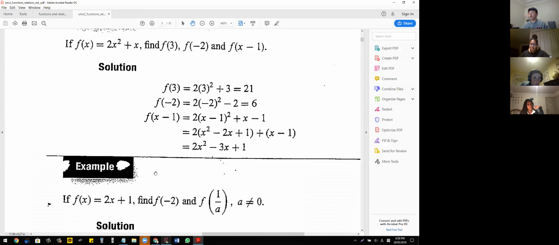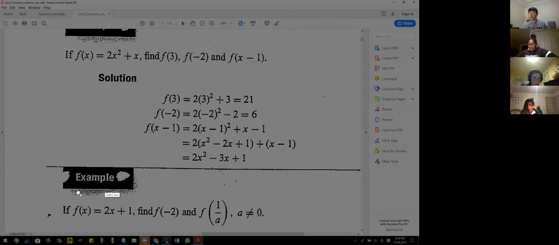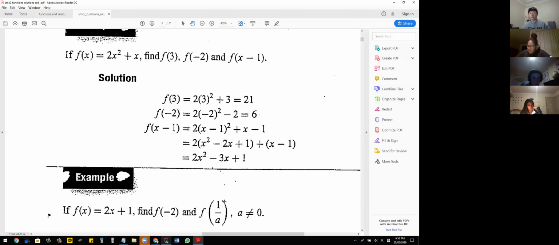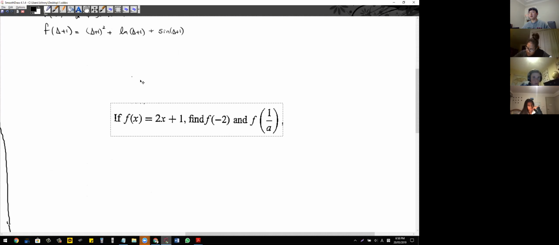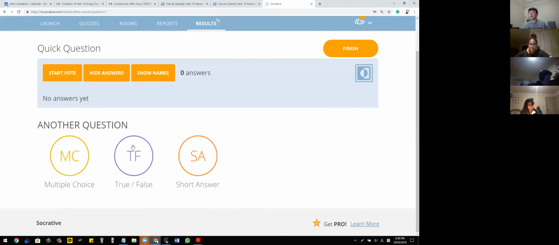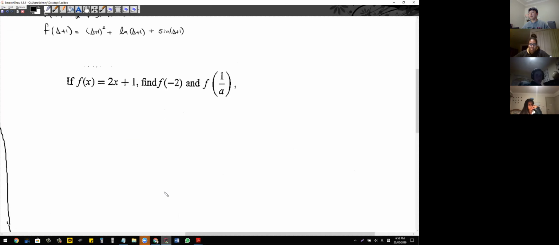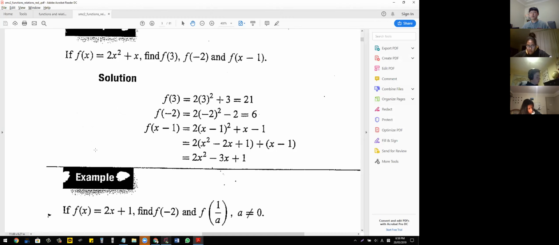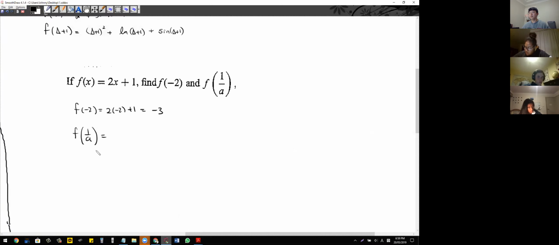Okay, now, I want you guys to try this one. I'm going to do the first part for you. You can do the second part on Socrative. So the Socrative is still live there, right? So let's do the first bit there at -2. So f of -2, that's 2 times -2 plus 1. So that's equal to -4 plus 1, which is -3. So what is f of 1 over a? You do this one.